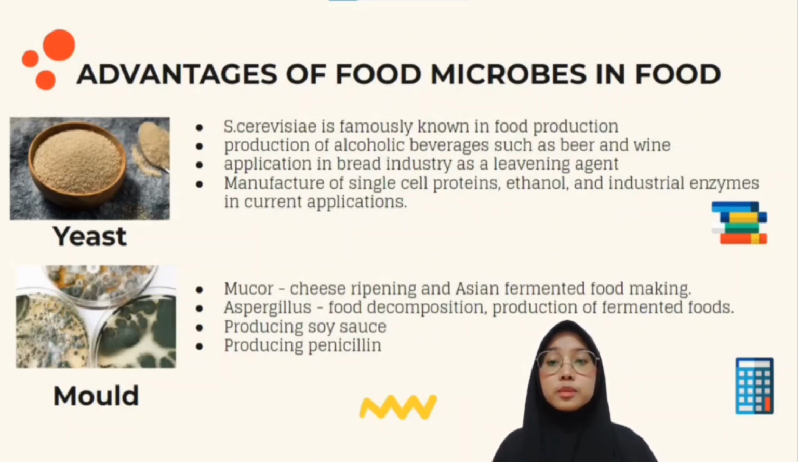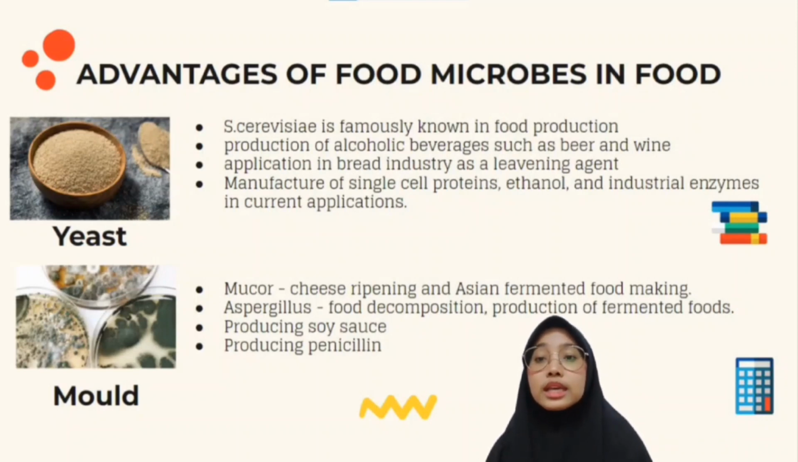Yeast, or in scientific name Saccharomyces cerevisiae, is a unicellular fungus. Saccharomyces cerevisiae is famously known in food production. Commonly, yeast has been used for the production of alcoholic beverages such as beer and wine. Yeast is a very important component in the fermentation process, which can convert sugar into alcohols. Yeast also helps in the conversion of grape sugar into alcohol and carbon dioxide during the winemaking fermentation process.